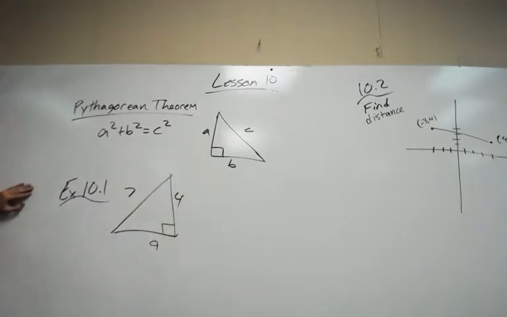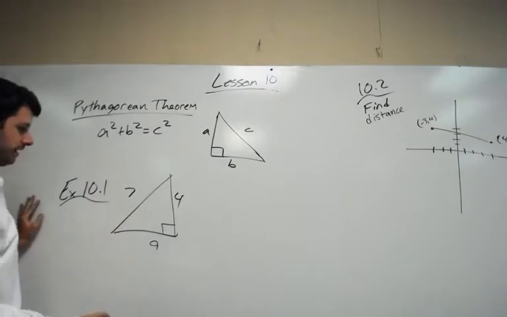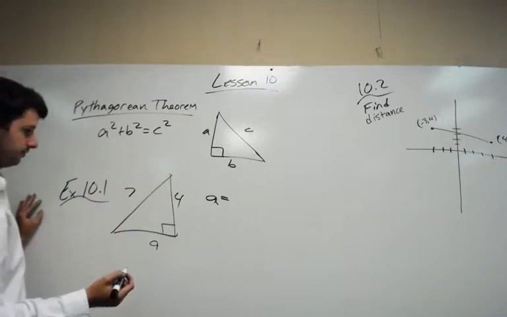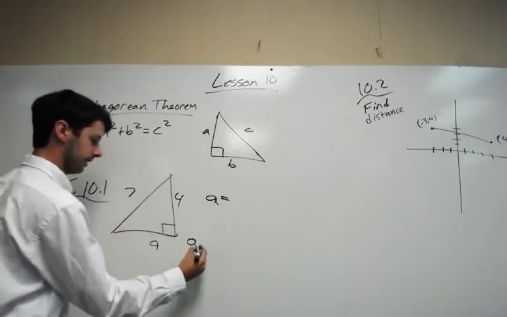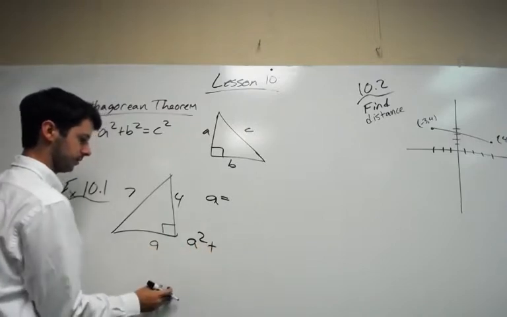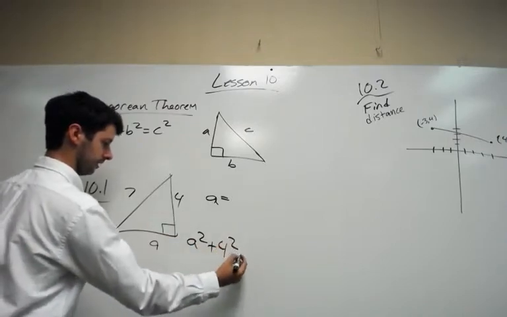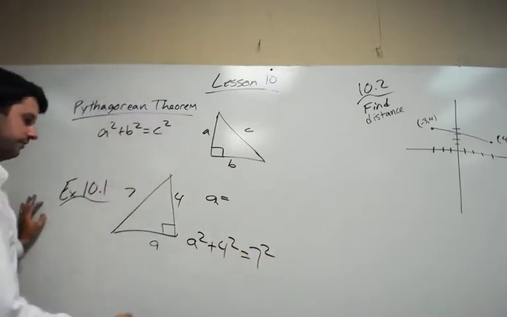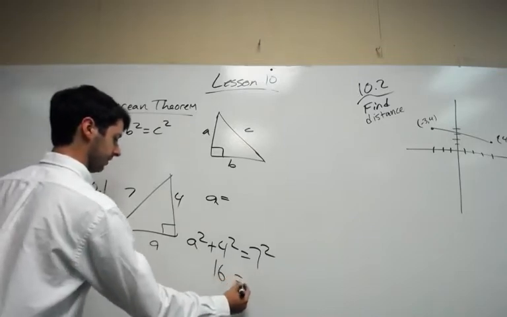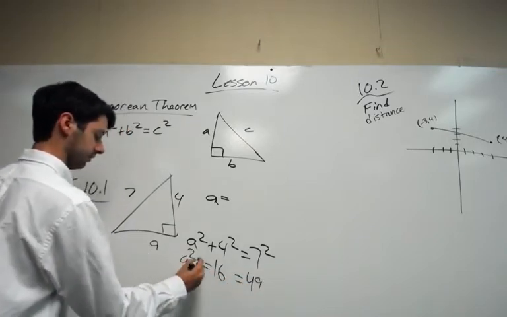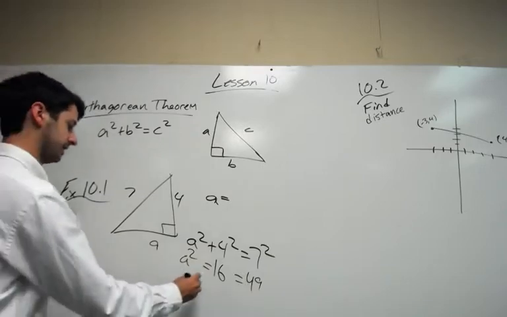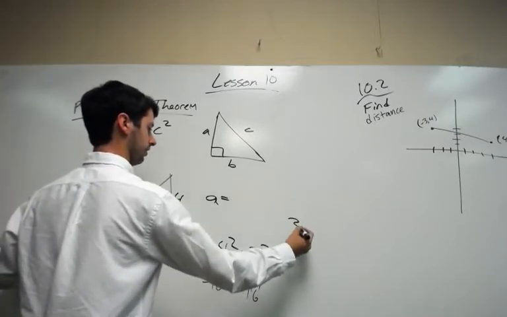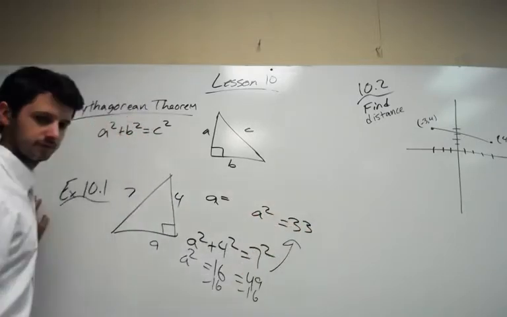So looking at example 10.1, it says find a. That's an a, not a 9. So what we need to do is plug in our formula: a squared, put that here, plus b squared, which is 4 squared, equals 7 squared, the hypotenuse. Then you solve: 4 squared is 16, 7 squared is 49. Subtract the 16. You get, I'll move it up here, 33 equals a squared.